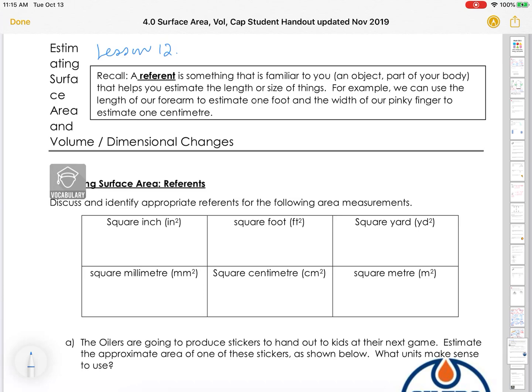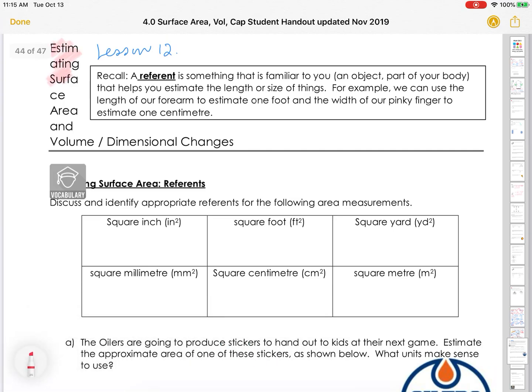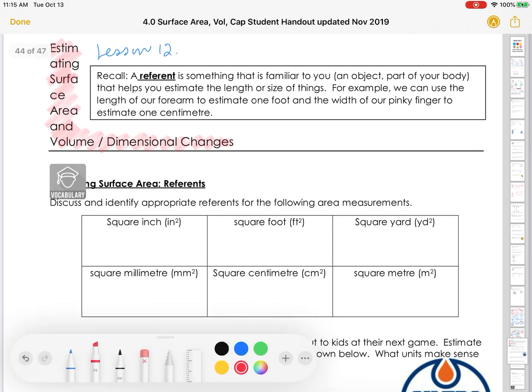Estimating surface area and volume dimensional changes. So we're estimating dimension changes, and we're using estimation. Estimation is a great skill because if we're able to estimate, it allows us to understand if our answer makes sense or not.